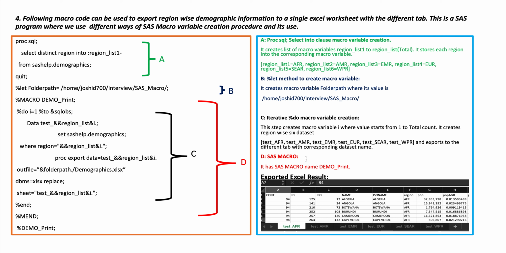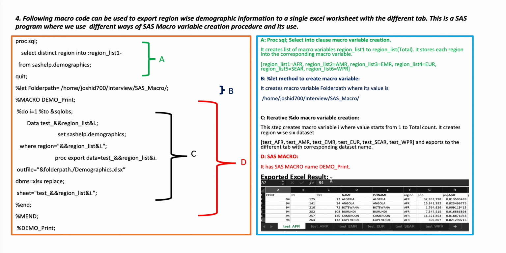Then group 4. This is a SAS macro. The macro name is demo_print. %mend ends the macro. And we can use %demo_print to call the macro. When we run this whole set of code, it will export the demographics dataset into an Excel worksheet whose name is demographics.xlsx, with a different tab according to region.